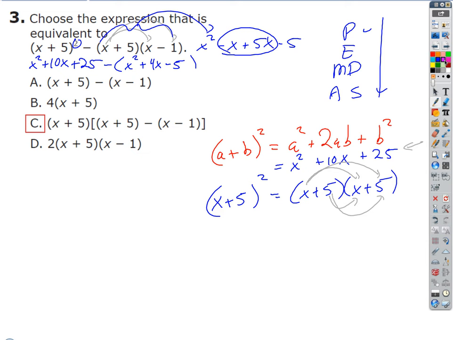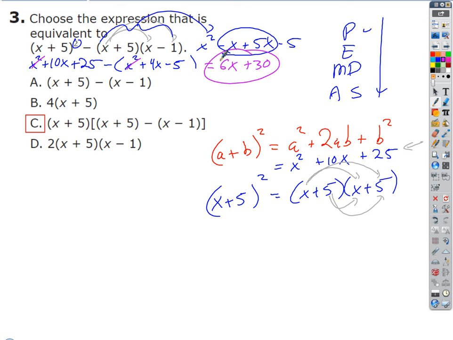That's going to give me for my answer x squared minus x squared. It's going to cancel, isn't it? Right? 10x minus 4x is what? 6x. Okay, and then 25 minus negative 5 is 30, because I'm adding, right? Subtracting a negative is adding. So I'm going to get 6x plus 30.